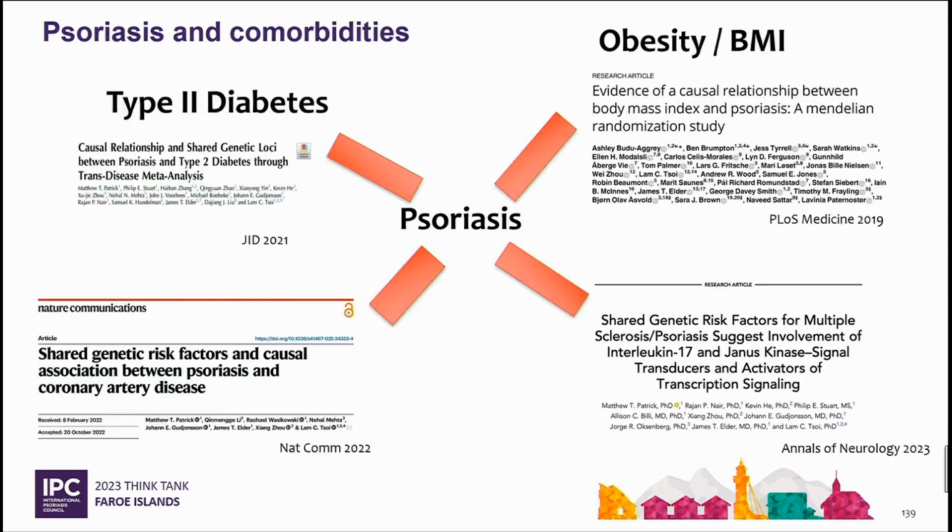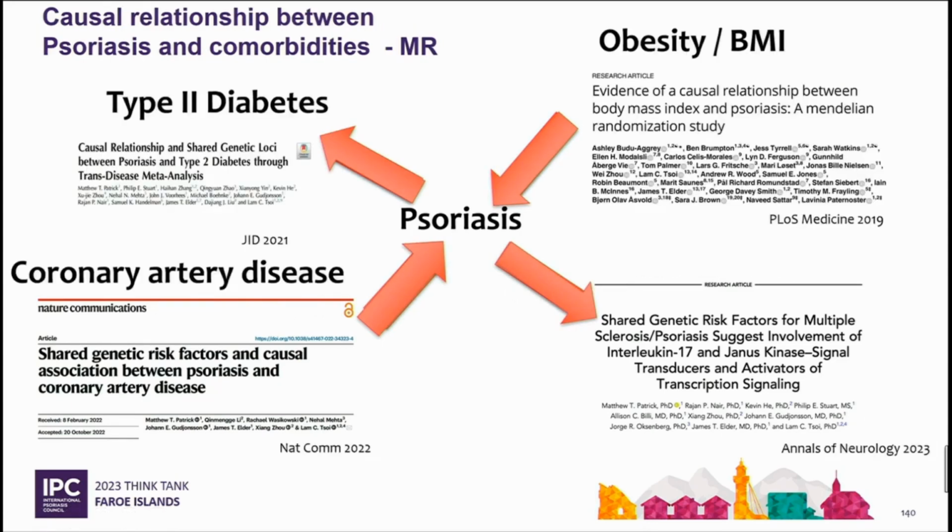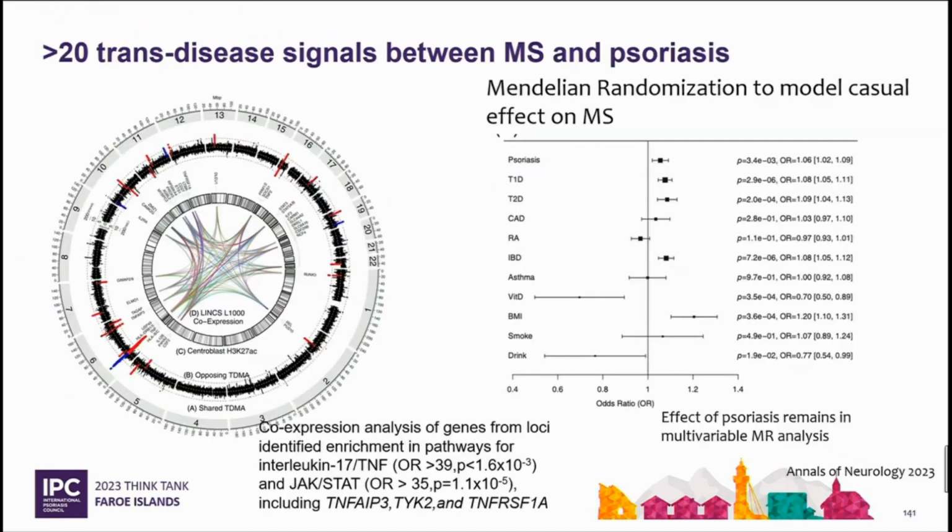So we look into different disease comorbidities. In addition to type 2 diabetes, I mentioned BMI also. Okay. And we look into coronary artery disease and multiple sclerosis, okay? And we do identify different causal relationships in some of our recent studies, okay? So I want to look more into it, okay? So, for example, multiple sclerosis and psoriasis, published earlier this year, we show over 20 trans-disease signals between multiple sclerosis and psoriasis.